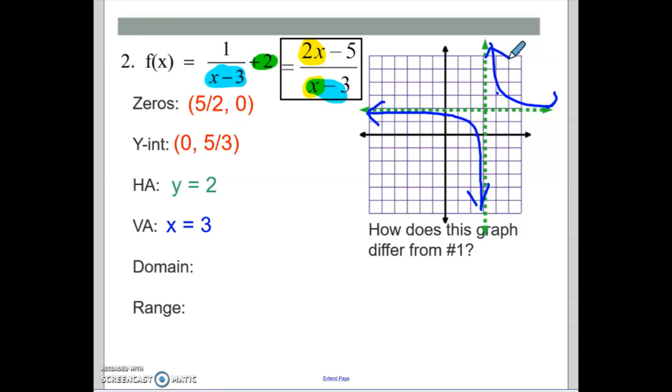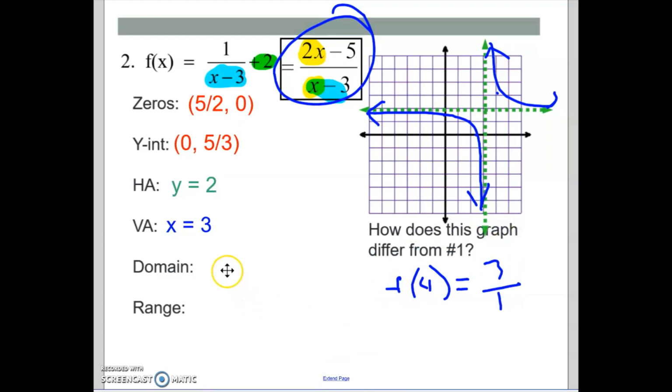I could have plugged in a 1, 2, 3, 4. If I plug in a 4, that's supposed to say f of 4, and I'm plugging in a 4 up here. 2 times 4 is 8, 8 minus 5 is 3, and 4 minus 3 is 1. So you can see I have the ordered pair 4, comma 3. And we've graphed our function. From the asymptotes, we can always name the domain and range, just as we were doing yesterday.